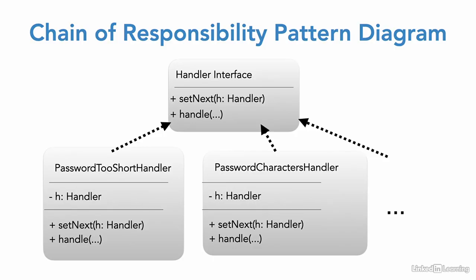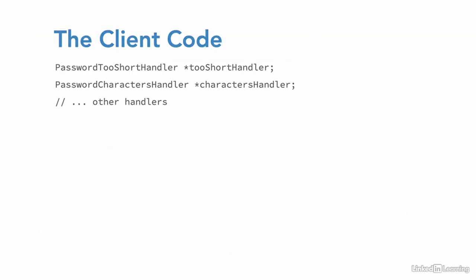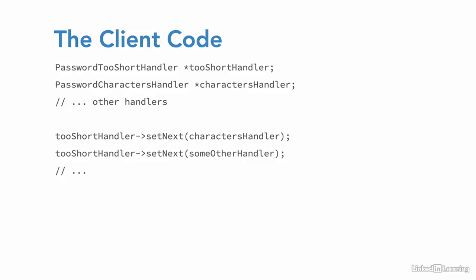So once we have that interface, the next thing we're going to do is create concrete classes that actually implement this interface. From the password examples I gave earlier, we might have a password too short handler, a password characters handler, a password already used handler, and so on, each of which is going to check to see if it can handle the given situation. And if not, it'll simply call the handle method of whatever the next handler in line is. And once we've created that handler interface and the implementations of it, the client code is where we'll actually set up the chain of these handlers, right? We'll create each of them, and then we'll arrange them in a chain by calling setNext on each of them.